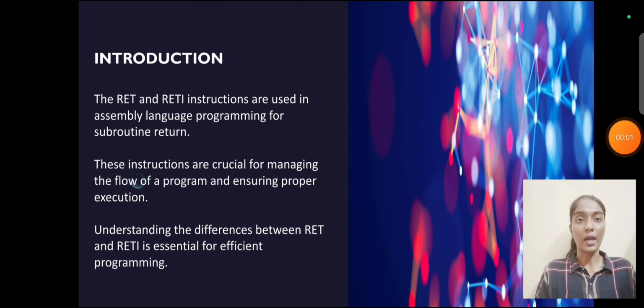Introduction. The RET and RETI instructions are used in assembly language programming for subroutine return. These instructions are crucial for managing the flow of the program and ensuring proper execution. Understanding the difference between RET and RETI is essential for efficient programming.